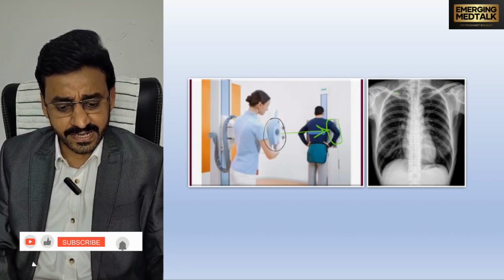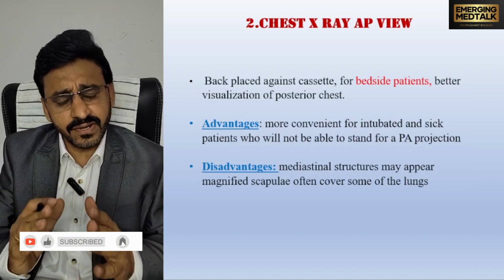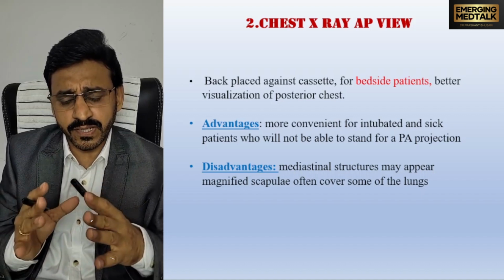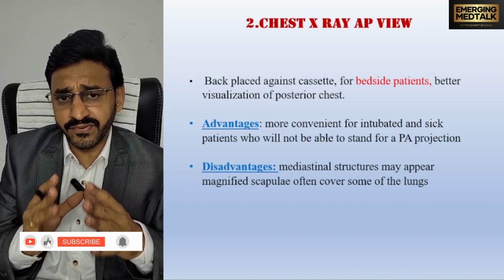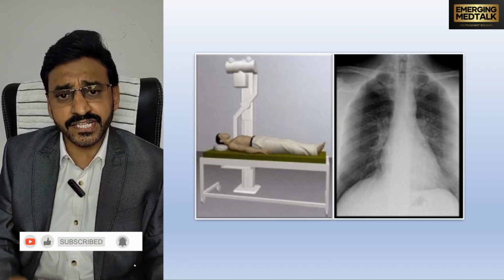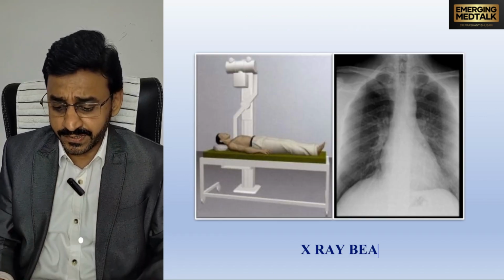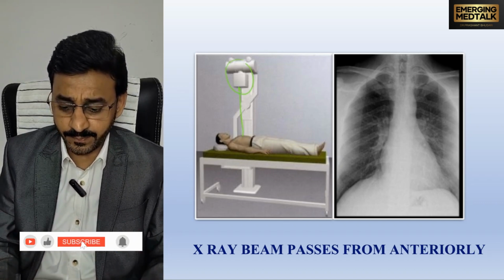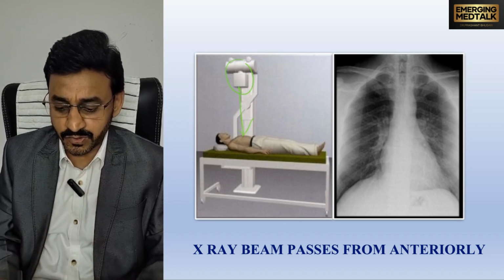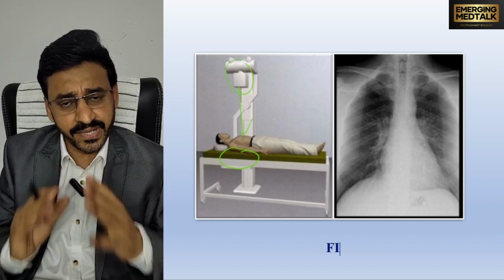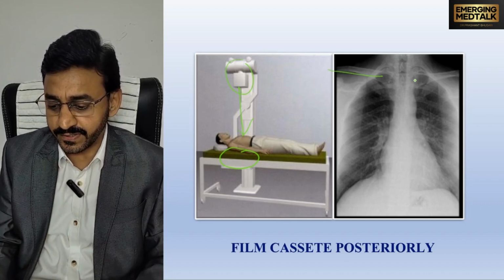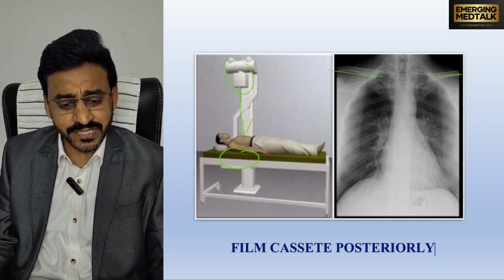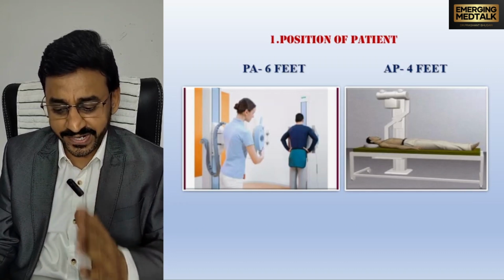Then second is anterior posterior view. It is opposite. Here the direction of X-rays is from anterior to posterior side, and it is used particularly in sick, intubated patients, where it is difficult for them to stand. So in this condition, we do the anterior posterior view. So here is the X-ray tube, and we can see how the X-ray beam passes from anterior to posterior side, and the cassette is placed behind the patient. So we can see 10 different tips or different points.